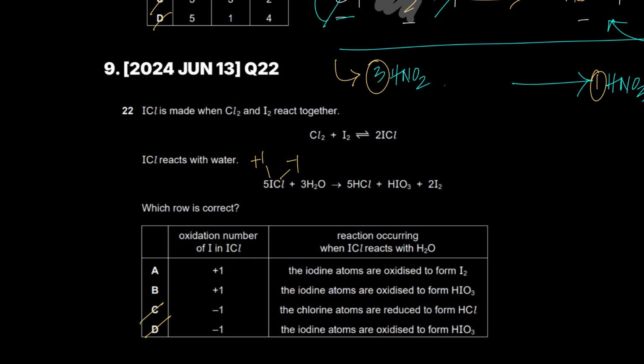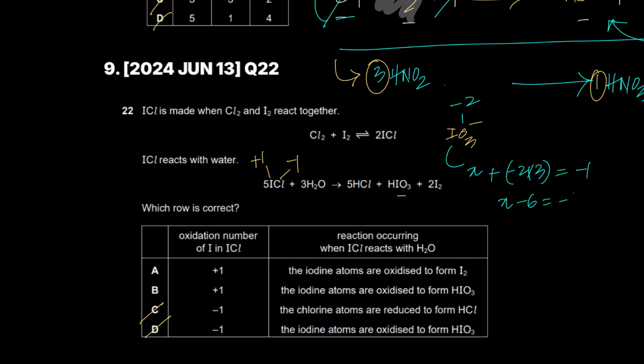Done. Now the reaction occurring when ICl reacts with H2O. Let's look at what's being oxidized. And see, this is the iodate ion. Which iodate ion? I is X. Oxygen is always -2, but when I'm using the overall oxidation state of any compound, -2 times 3, add them together equals -1.